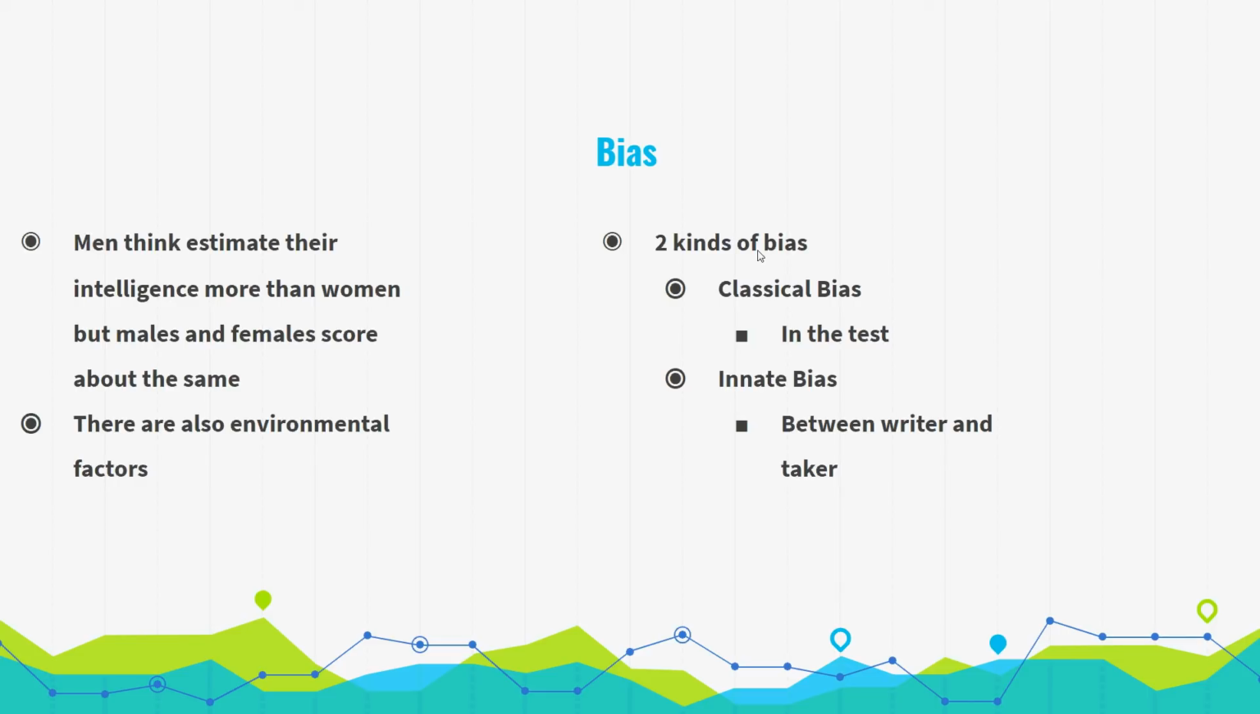And then we have the 2 kinds of bias. We have classical bias, which is in the test. So classical bias would be the test is written in a way that is unfair towards a certain group of people. Or you have innate bias. Now, classical bias doesn't actually appear that much in intelligence tests, but innate bias does. Innate bias does. So innate bias is basically between the writer and the taker. If the test writer has had different experiences than the test taker, there's going to be a bias that you just can't get rid of because they're different people.